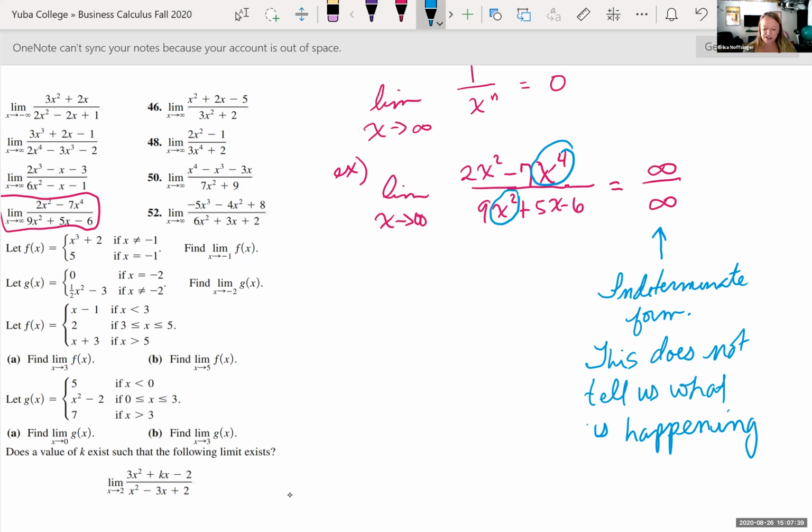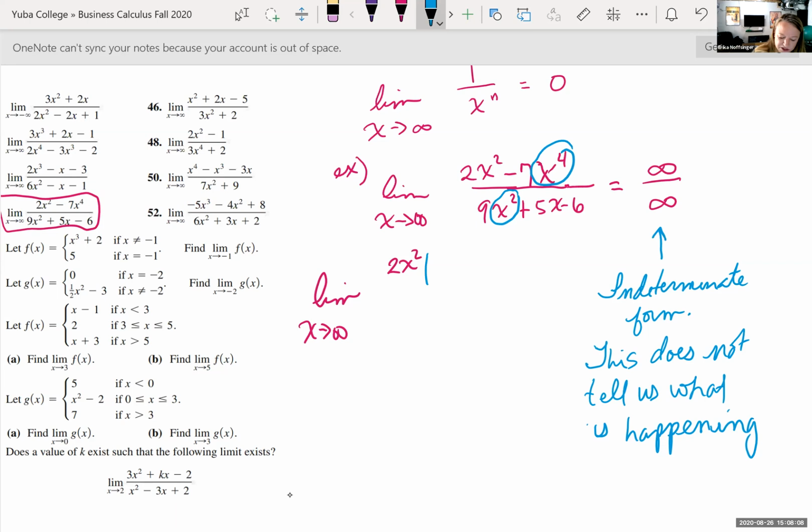And so what we're going to do is multiply this by a fancy 1 to manipulate it to give us information about this limit. And that fancy 1 that we're going to multiply by is 1 over x to the 4th in the numerator and 1 over x to the 4th in the denominator. Okay, let's just do it here.